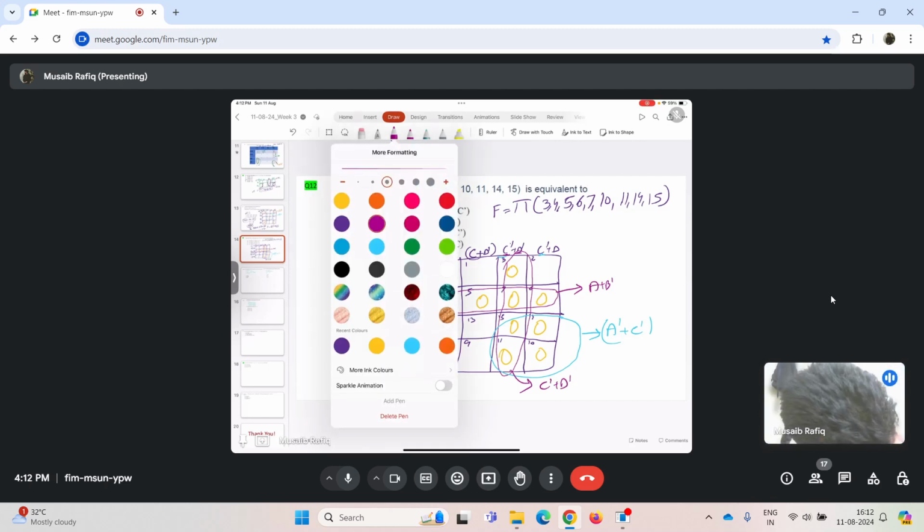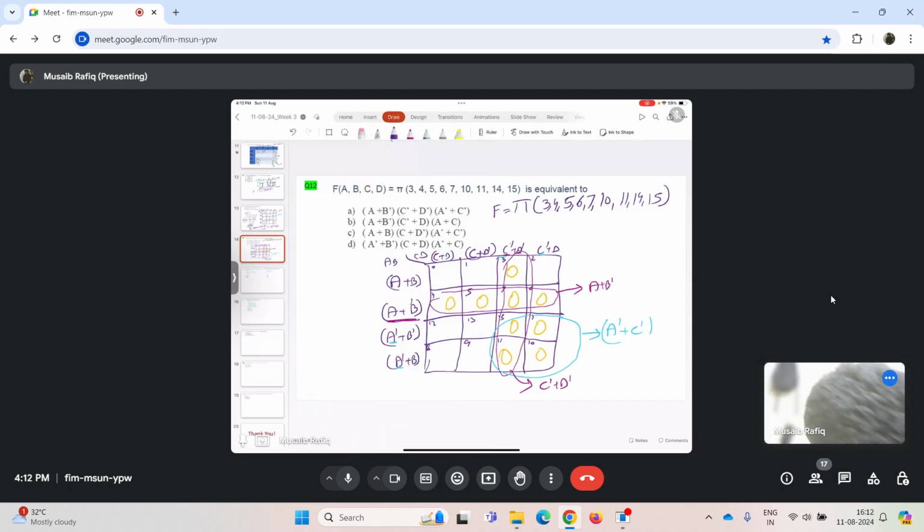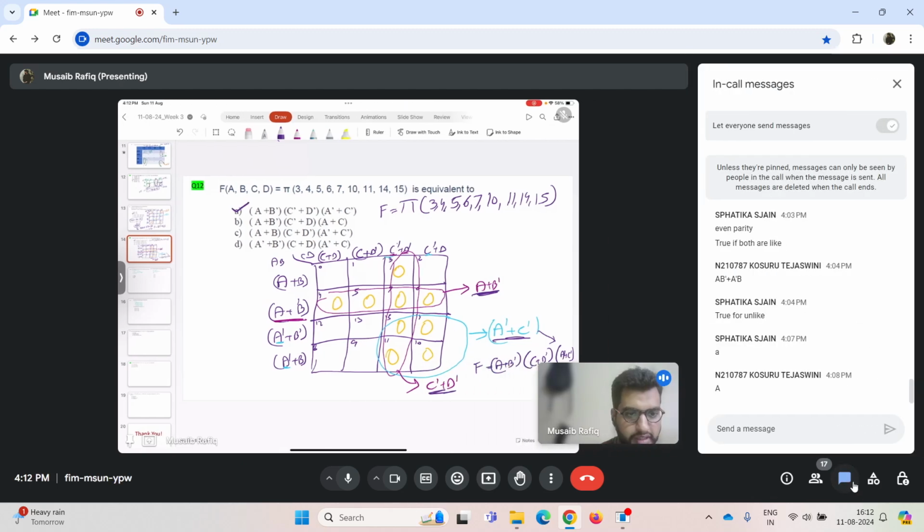So my final output in minimized form will be A plus B bar, that is this term, then C plus D bar, that is this term, then A bar plus C bar, that is this term. So this is option A as written by some of the students. Is it clear for everyone? Are there any doubts with this question?